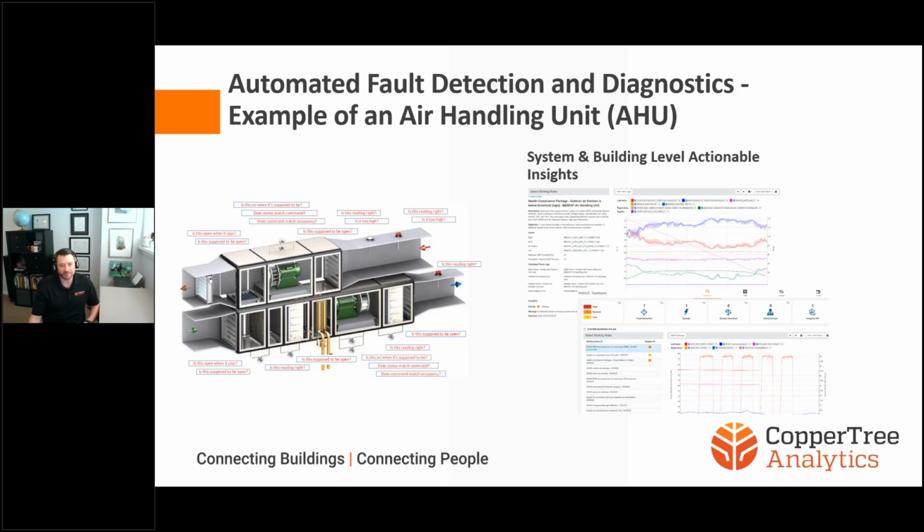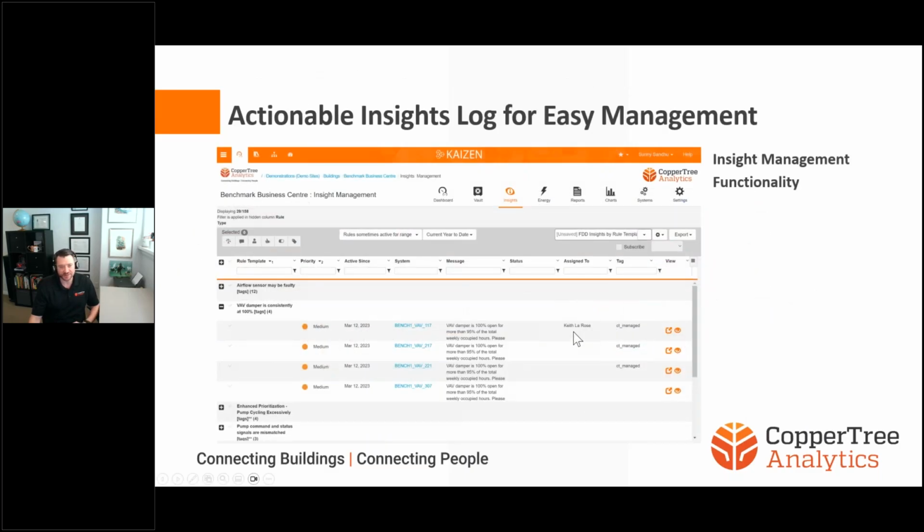And those flags get generated as what we in our platform call insights. Of course, there are other platforms out there, they call them something different, but generally speaking, it's essentially a notification saying there is a problem here. I've highlighted, this is the insight management interface in Kaizen FDD. Just as a quick look, you have them organized by fault type. You have pumps that are cycling excessively, airflow sensors might be faulty. I've expanded in this diagram here, VAV dampers constantly at 100%. Very simple one, just to dive into that. VAV dampers open 100% for more than 95% of the weekly occupied hours, right? And there's 4 of those happening in this building.